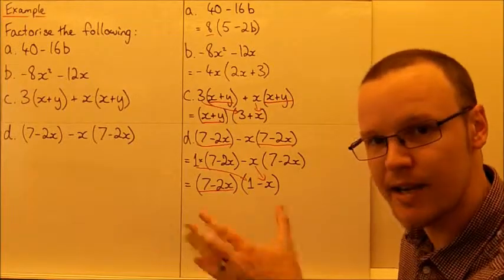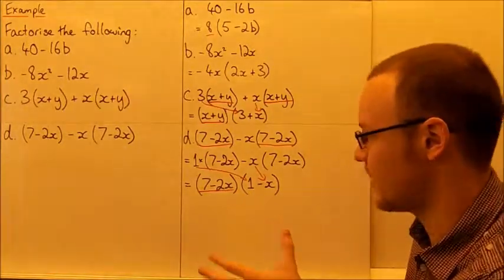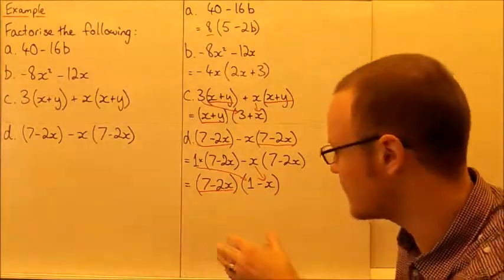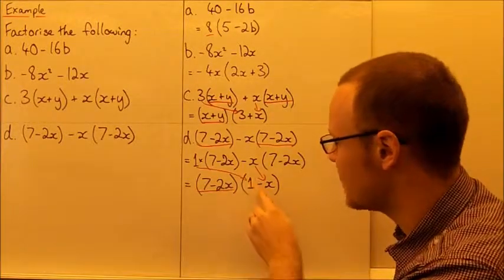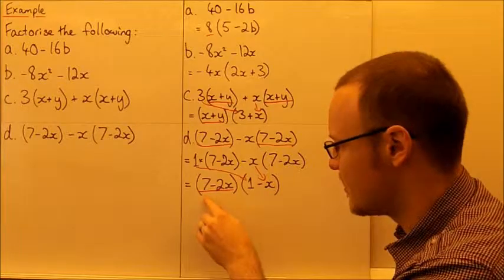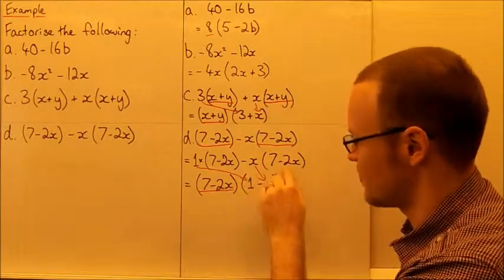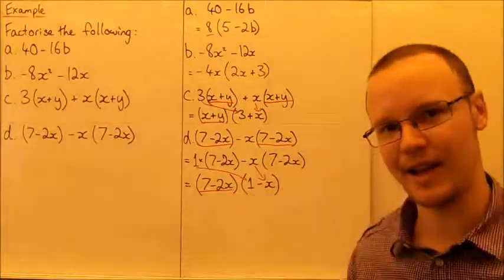So let's just double check, make sure that we've factorised this correctly by expanding it. So here, if we've got 1 times 7 minus 2x, we're left with that. Minus x times 7 minus 2x is going to be minus x times 7 minus 2x, which is what we have left over there.